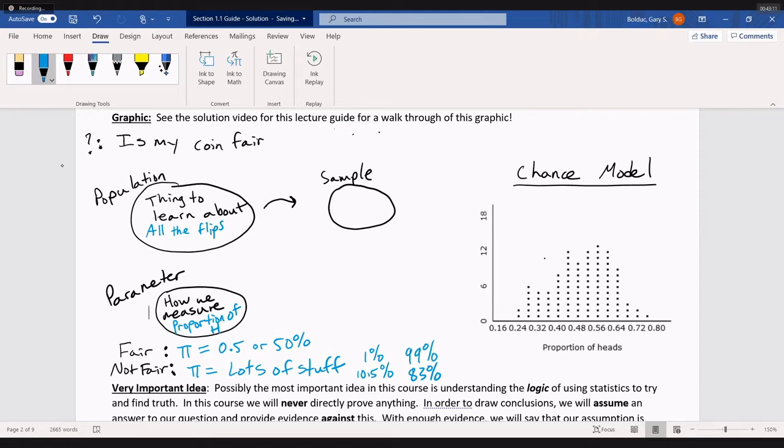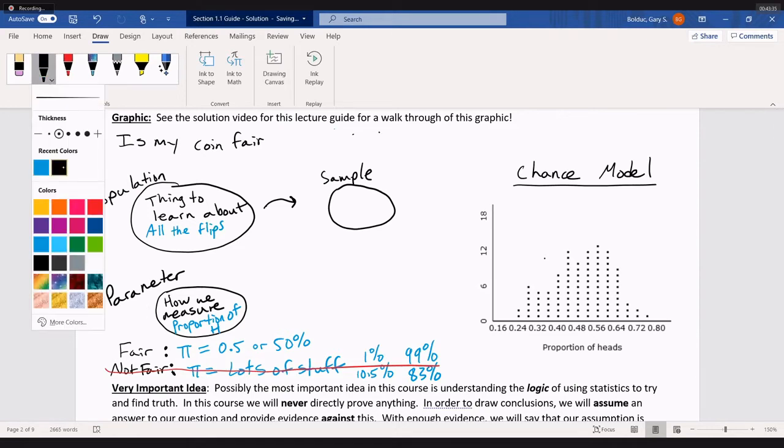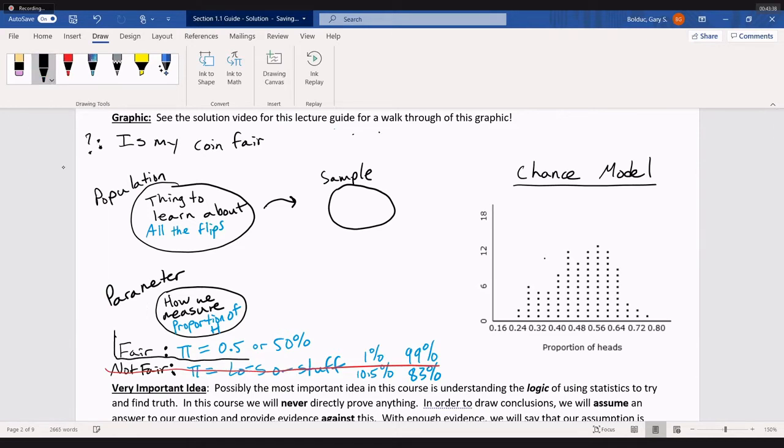So where does a chance model come in? Well, what it says is, forget about not fair for a second. It basically says, this is too much for me to handle, because it's too abstract in terms of I have so many different options here. So what do I do? I say, okay, you know what? I can actually get a handle on this scenario, right? I have got pi equals 50%. I can handle that.